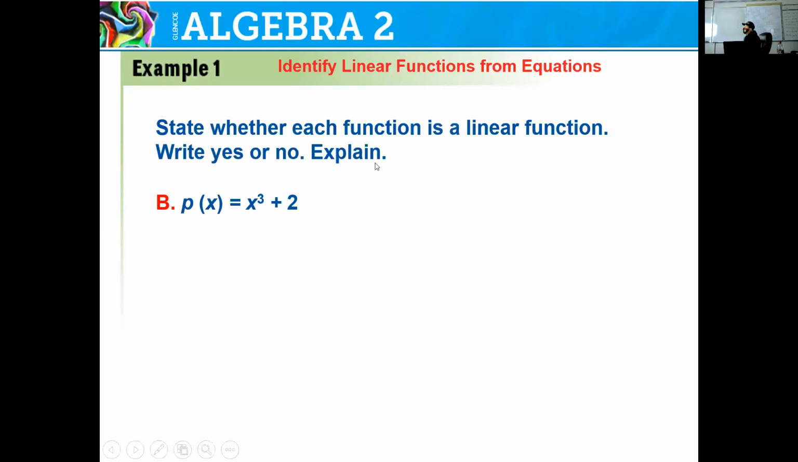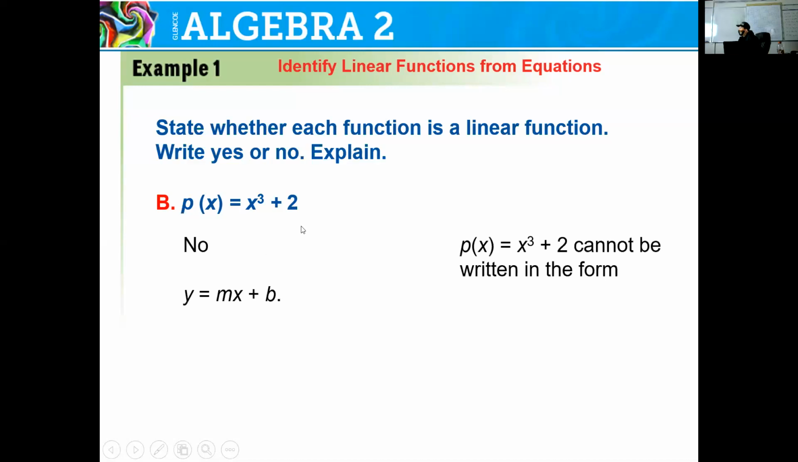Okay, the next one. State whether each function is a linear function, write yes or no, explain. Part of the requirements of having a linear function is that the x variable is never to a different exponent besides 1. Here we have x cubed. That in itself ruins it being a linear function. This is nonlinear. It can't be written in the form y equals mx plus b, and it's also because x has an exponent other than 1.